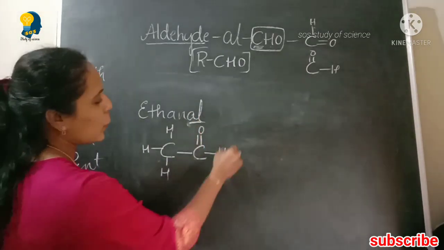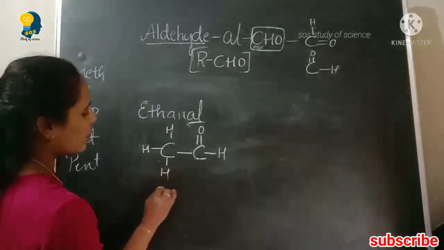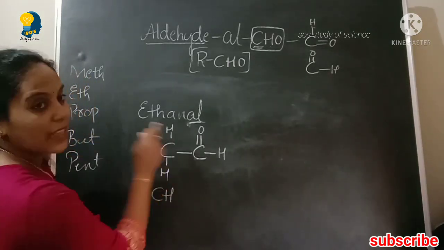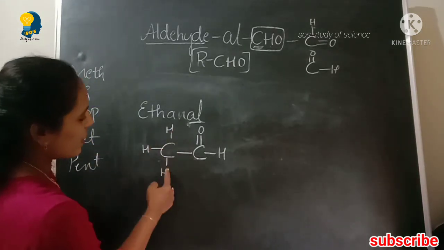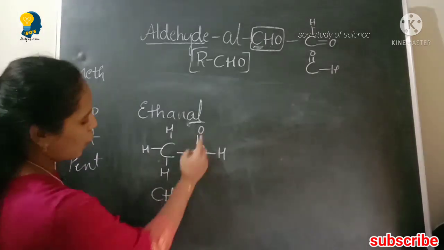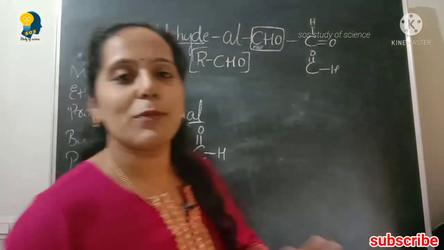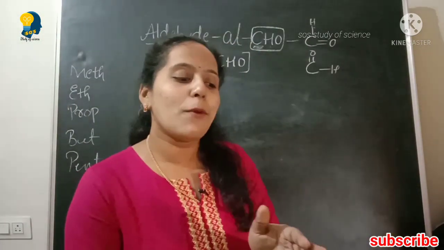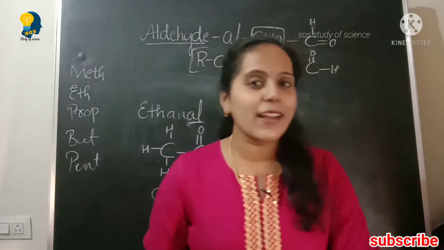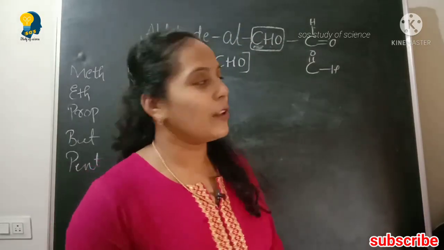Aldehyde functional group is written. Correct. So now the molecular formula of ethanal is CH3CHO. Guys, remember, do not disturb the functional group. You should never disturb the functional group. If you disturb it, some of the students may get confused. So I always suggest you not to disturb the functional group.